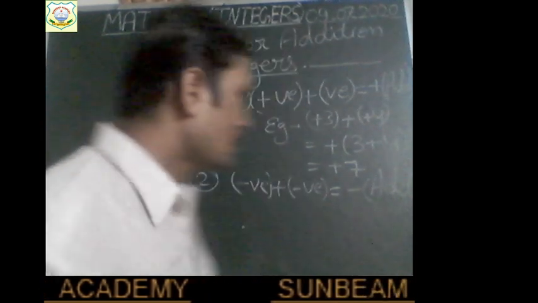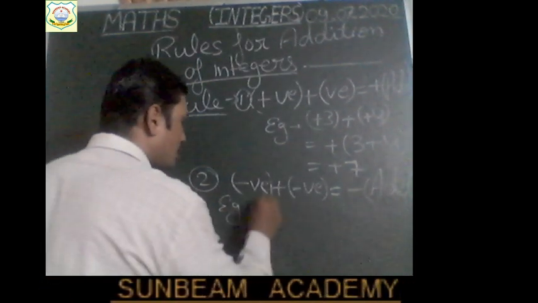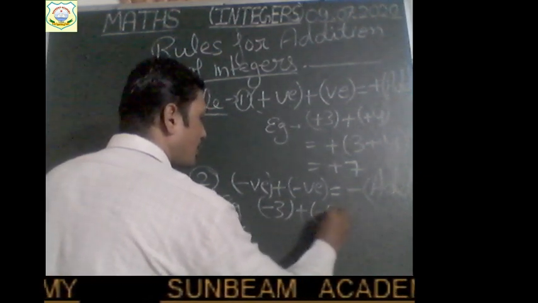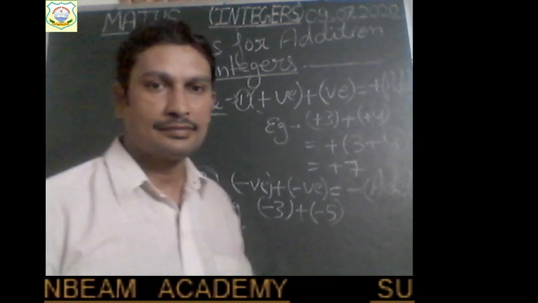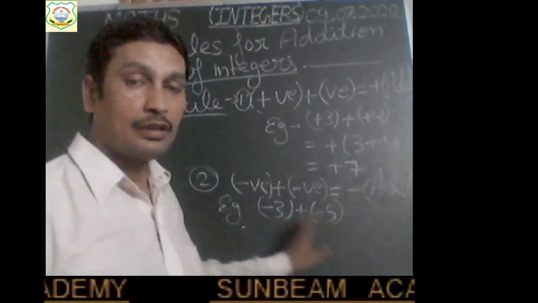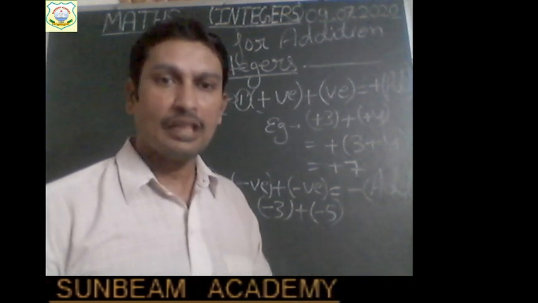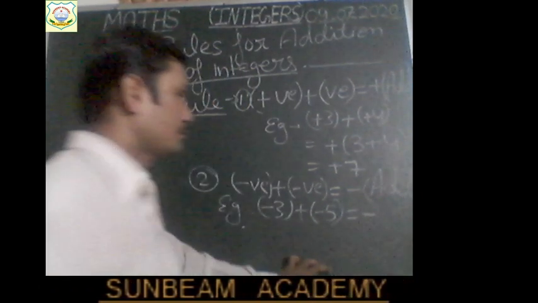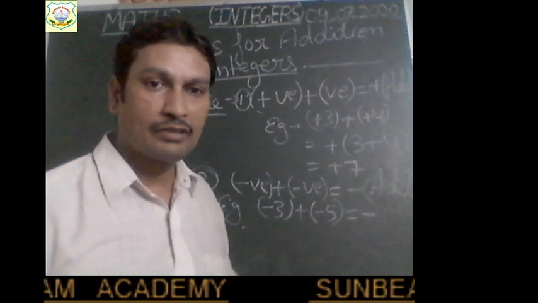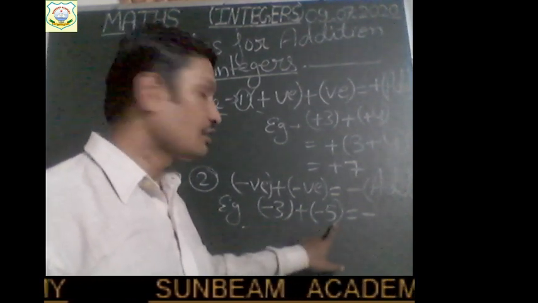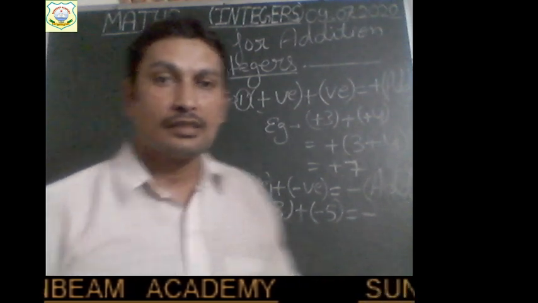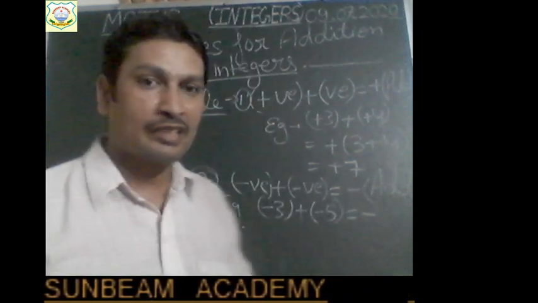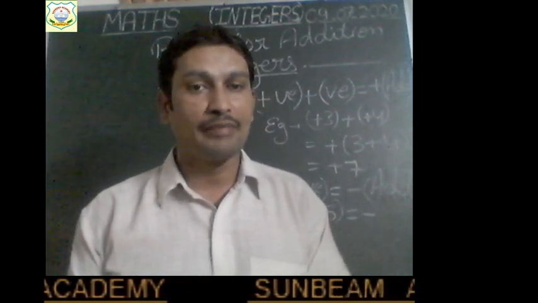Right, children? For example, suppose -3 plus -5. These are two integers. Both are negative, both have the same sign. Then what do we do, children? We will put a negative sign because both the integers are negative. It is a loss of 3 rupees and a loss of 5 rupees. Then there will be a loss of total 8 rupees. Am I right? So it will be a loss. It will not become profit. Loss and loss makes loss only.